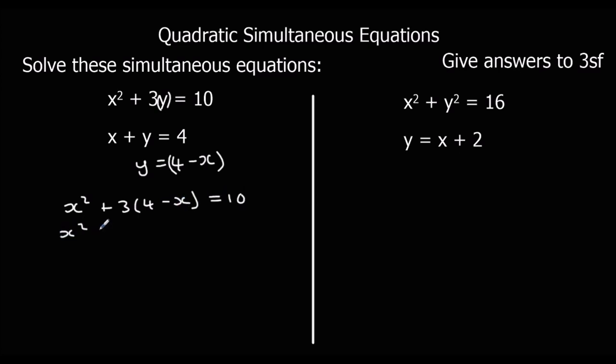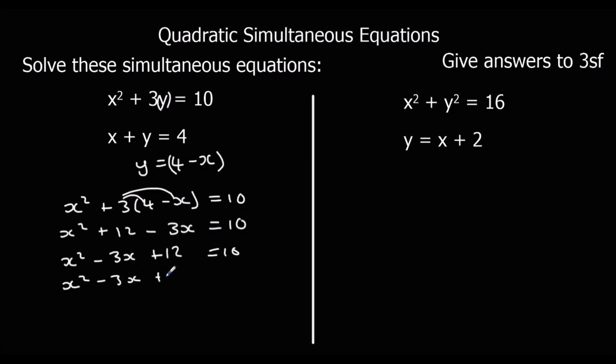So x squared plus 12 minus 3x equals 10. So that's x squared minus 3x plus 12. Just changing the order here, because I know for quadratics I want the x squareds, then the x's, then the numbers. And then I'm going to take 10 because I want it equal to 0, plus 2 equals 0. Okay, so I'm going to factorize it.